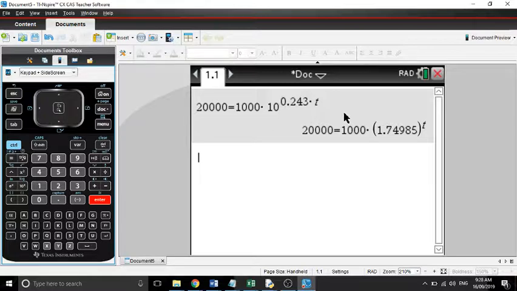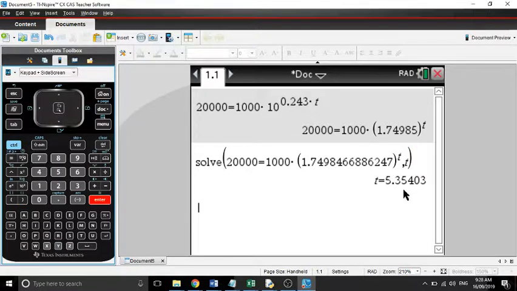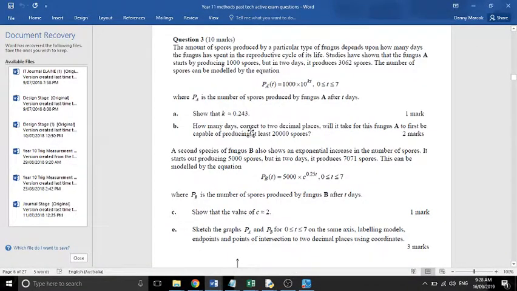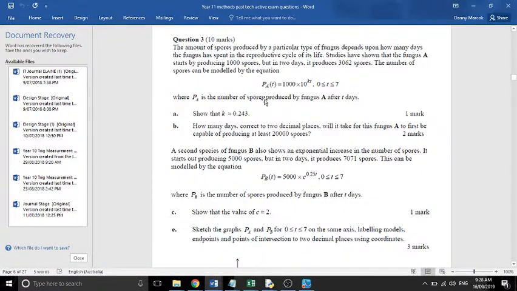And then we're going to solve that for t. So we're going to say solve, because what we want to see is that you know what to let your equation equal. So we're solving that for t. You write down this line, because that's what you're actually solving for. And then we're going to work it out. We're going to say t equals 5.35. So how many days to 2 decimal places will it take for the fungus to be capable of producing at least 20,000 spores? 5.35 days.